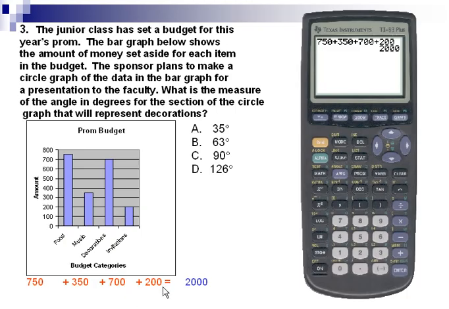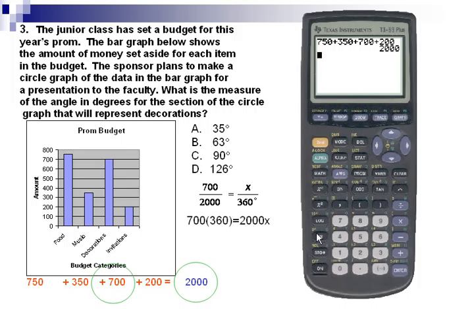Since the problem asked about decorations, the budgeted amount for decorations was $700 out of a total of $2,000. So we need to write the ratio of 700 over 2,000. Then we need to set that equal to the amount of degrees out of 360 for the circle graph. What you have here is a proportion. To solve a proportion, you cross multiply.